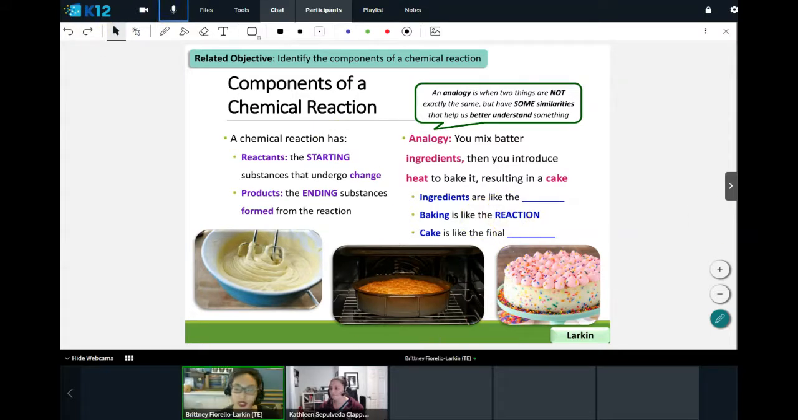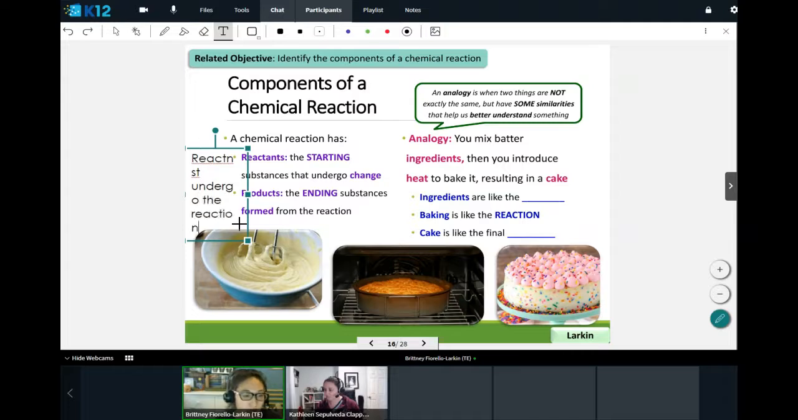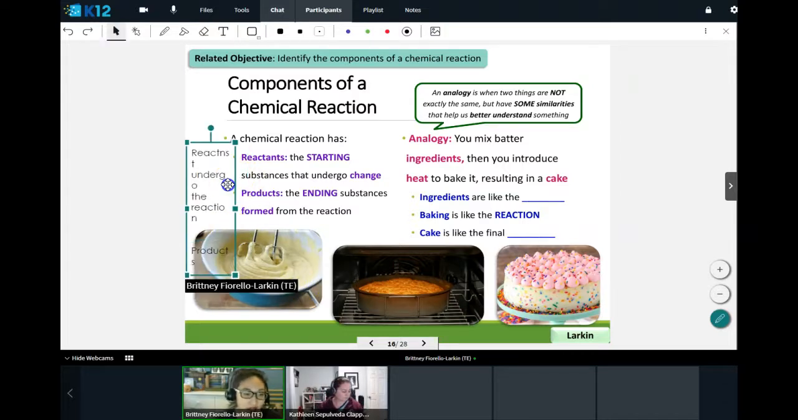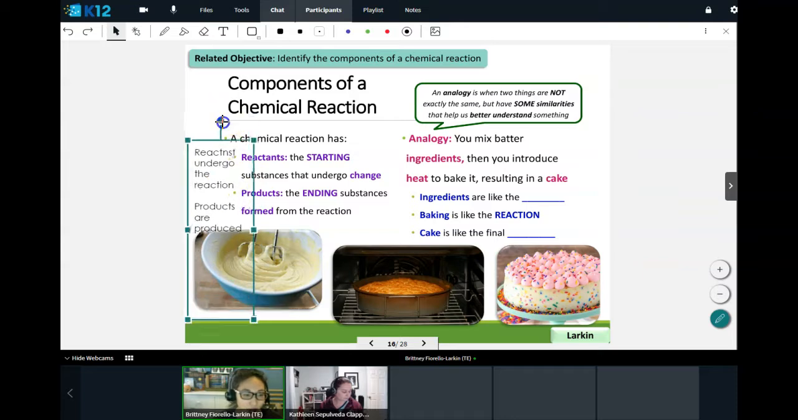All right, so let's go ahead and talk about some vocabulary with chemical reactions. Chemical reactions have what you start with and what you end with. What you start with are called the reactants, the starting substances that are going to undergo the change. The products are the ending substances that get formed from the reaction. The way that I remember this is that reactants undergo the reaction, and then products are produced. They quite literally sound a lot like their root words.